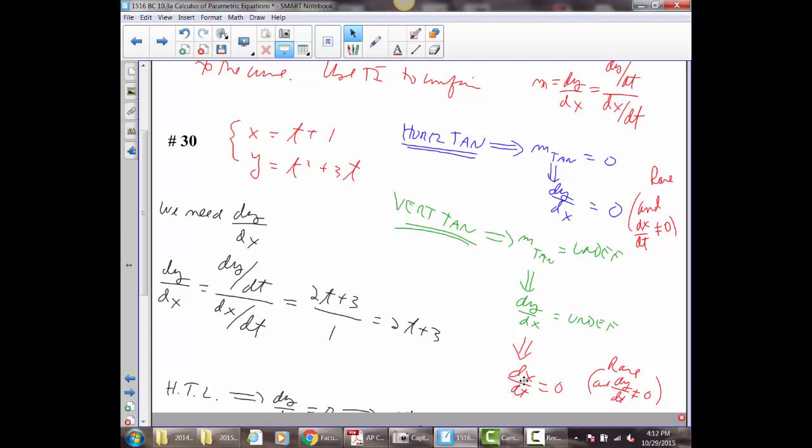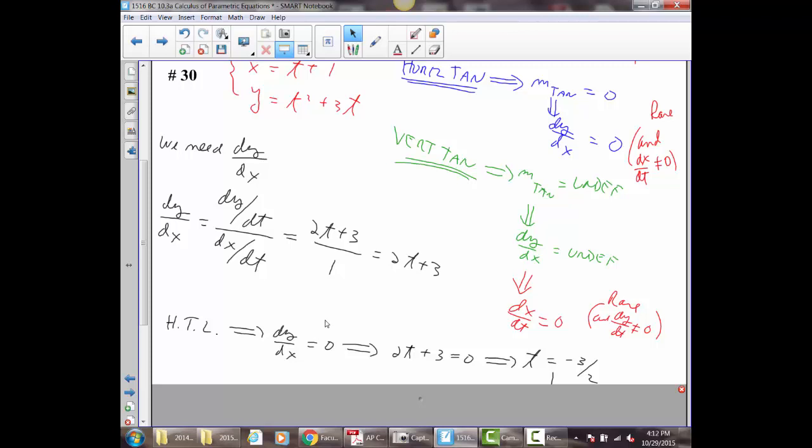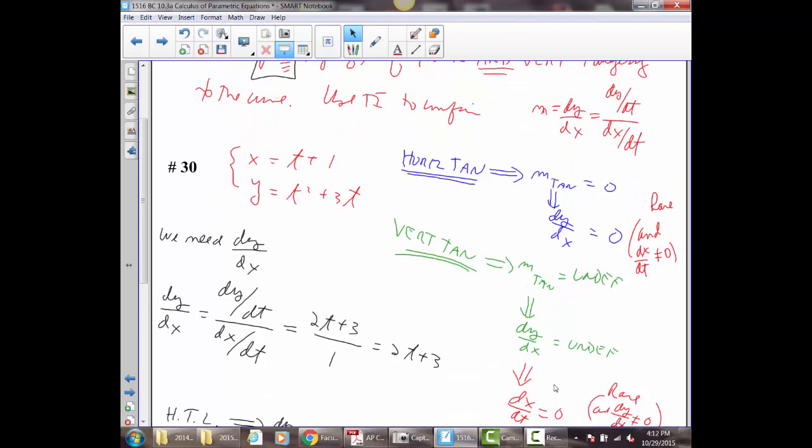So we're going to need to find dy/dx, which is dy/dt over dx/dt. From y, we find dy/dt is 2t plus 3. From x equals, we find dx/dt is 1. So we simplify that as our slope of our tangent line. If it's going to be a horizontal tangent line, we need that derivative to be 0. So we take 2t plus 3 equal to 0, and we get t equals negative 3 halves.